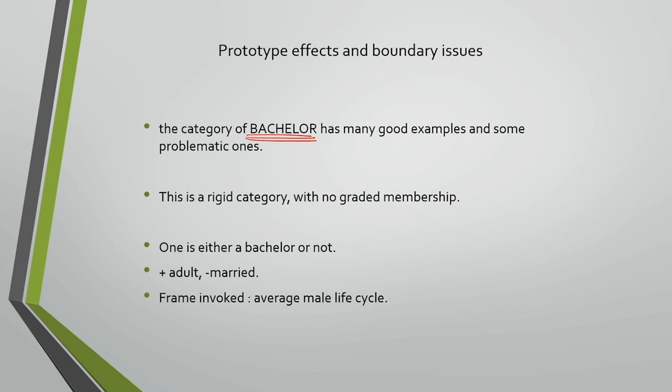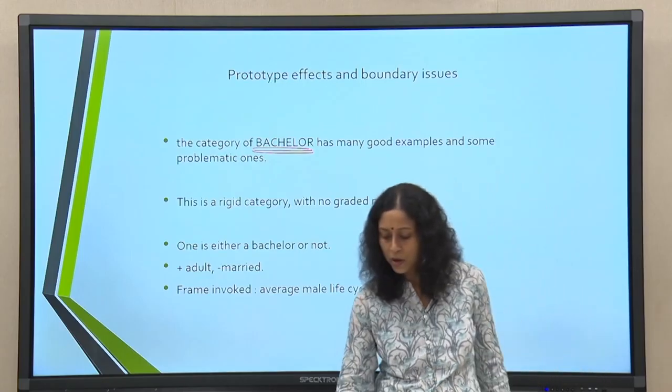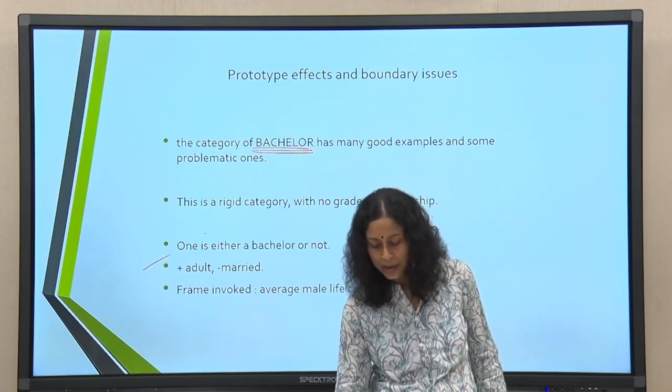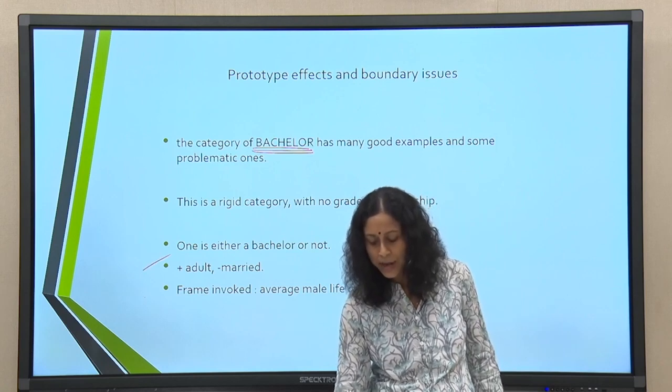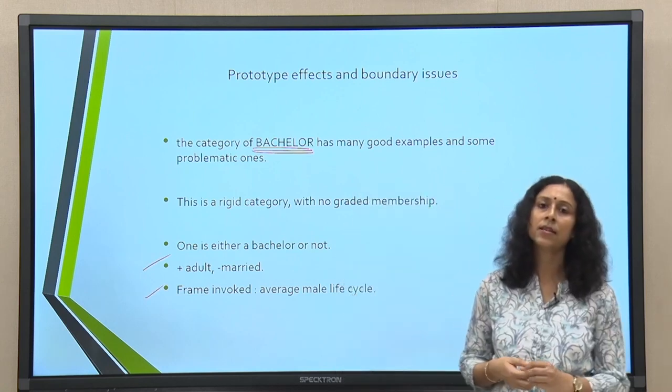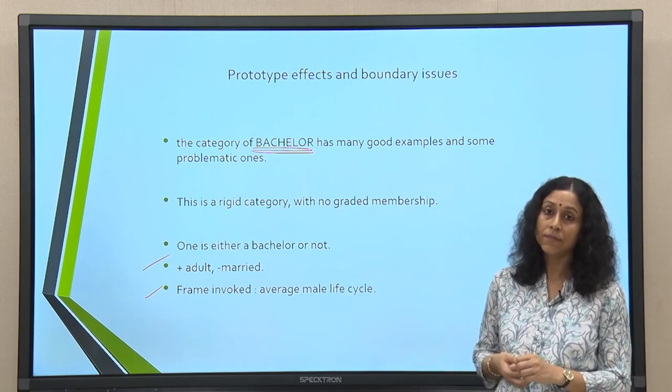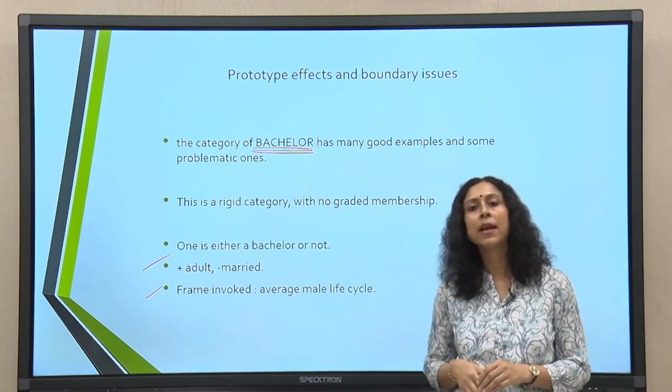So, one is either a bachelor or not a bachelor, there should not be any problematic cases in between. However, there are some members who might fulfill all the criteria, all the inherent, sufficient and necessary conditions of being a bachelor, however, they do not. So, the ordinary meaning of bachelor is these are the features and the frame that we invoke within which I understand the idea of bachelor, the concept bachelor is the average male life cycle.